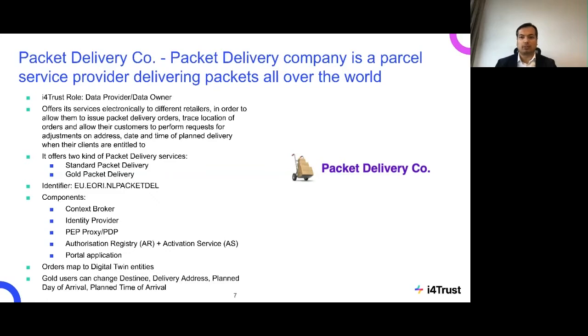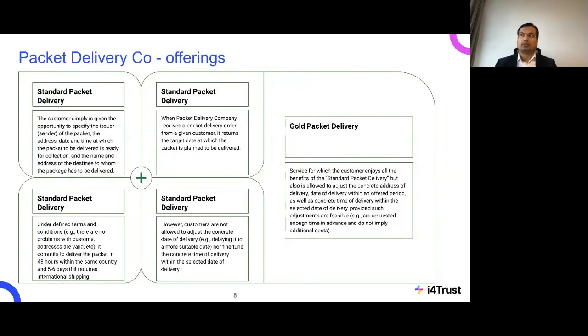And of course, it needs a portal application, where its customers or customers of their customers can log in and update or track their parcels, or update the expected delivery times. The orders here map to the digital twin entities, which were introduced to you already. And as I explained, the gold users can change these parameters of a delivery. This is just a brief overview of the offering from the package delivery company.